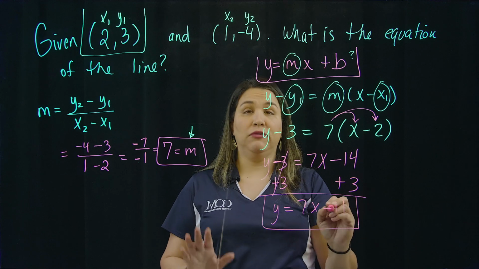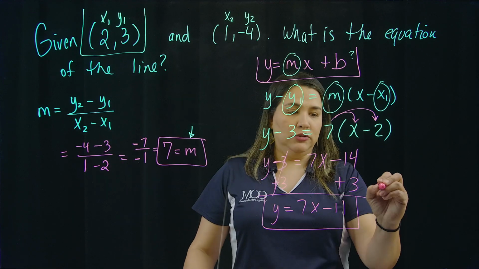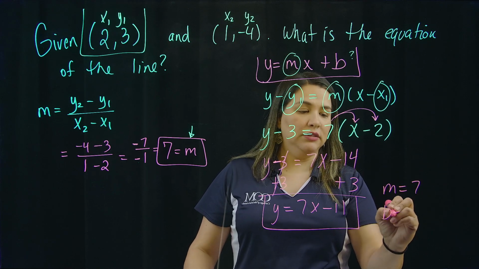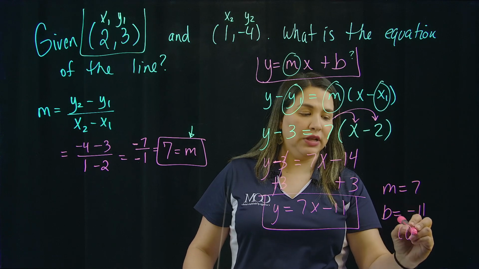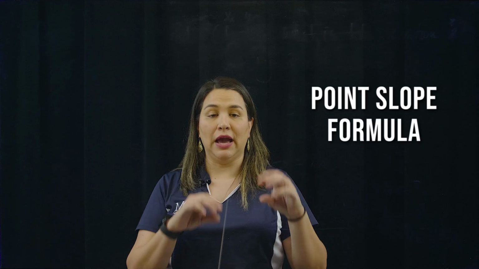So this would be the function of the line that has these 2 points on the graph. Your slope is 7, and your y-intercept is -11, or if you're asked for it as a point, it would be (0, -11). And that was how we find the equation of a line given 2 points, by once again using the slope formula with our 2 points, and then using the point-slope formula to find the actual slope-intercept form of that line.